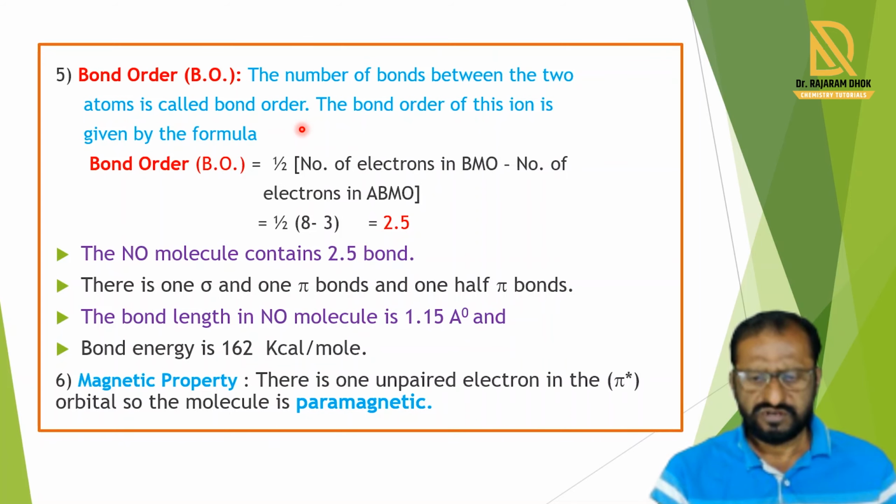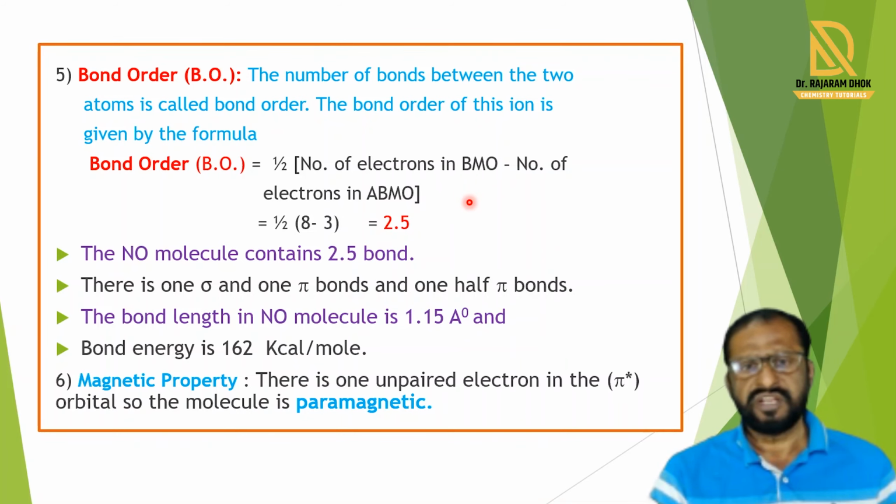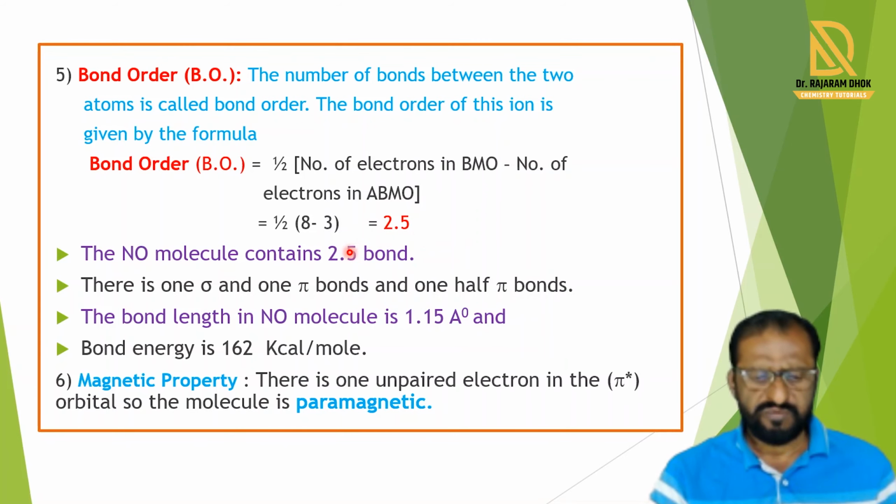The bond order of the NO molecule is calculated by the formula: bond order is equal to 1 half into the number of electrons in bonding molecular orbitals minus the number of electrons in antibonding molecular orbitals. In the NO molecule, bonding molecular orbitals contain 8 electrons and antibonding molecular orbitals contain 3 electrons. So 8 minus 3, that is 5, divided by 2. So we get the value 2.5. So 2.5 bonds are present in the NO molecule.